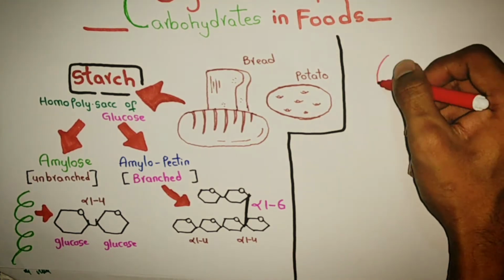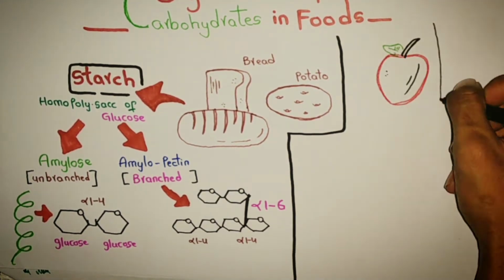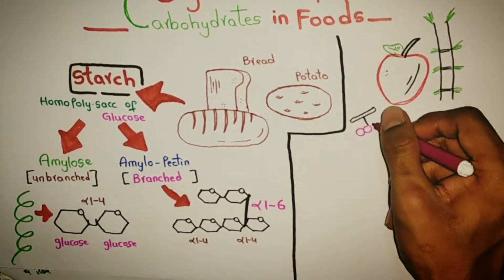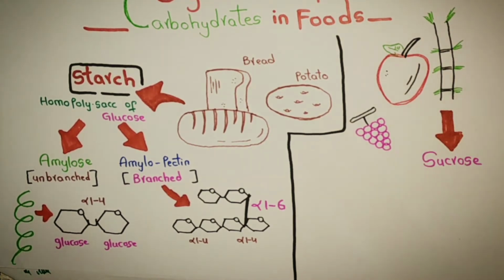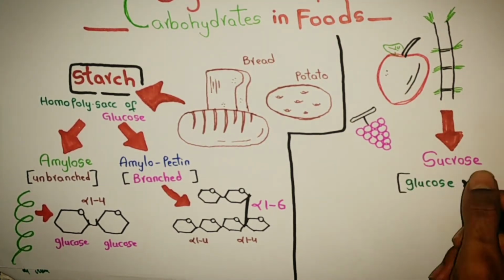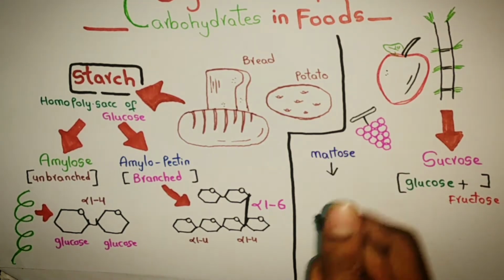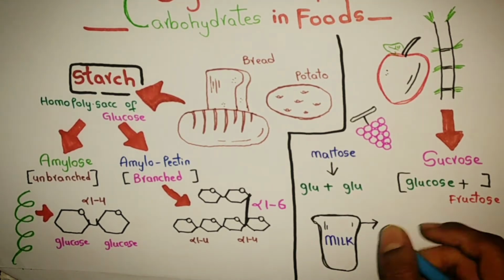Coming to the other carbohydrate sources, like the majority of fruits like apple, orange, the sugarcane, the grapes, which contain disaccharides like sucrose, which is made up of glucose and fructose, maltose, which is made up of glucose and glucose, and the milk sugar lactose, which is made up of glucose and galactose.